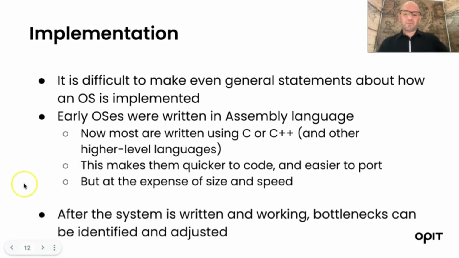Now after the system is written and working, bottlenecks can be identified and adjusted. And so you can see with operating systems, when you have one, a lot of updates come out. As the operating system is used and as certain issues are discovered, updates are put out by the operating system designers and developers, and these bottlenecks can then therefore be identified and adjusted.